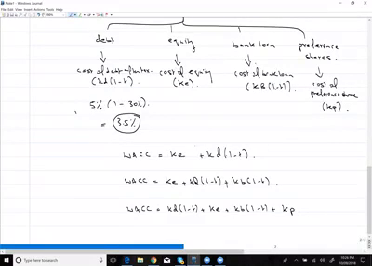Now, first of all, let us focus on equity. If they raise the finance through equity, its cost is known as cost of equity, right? KE. Now let's see how to compute KE.